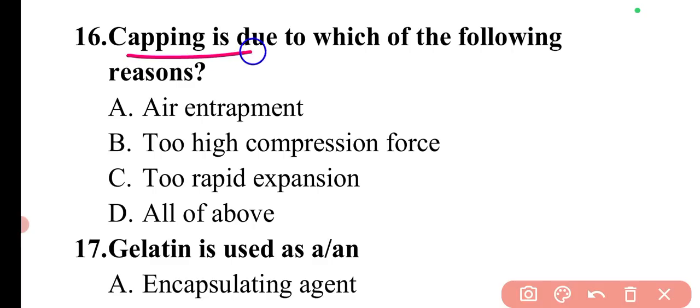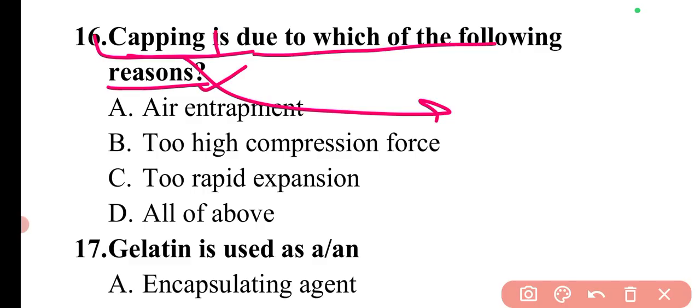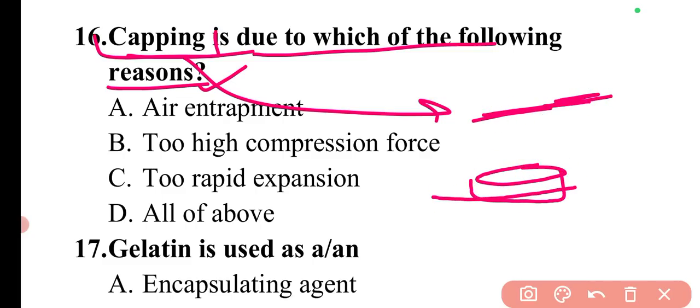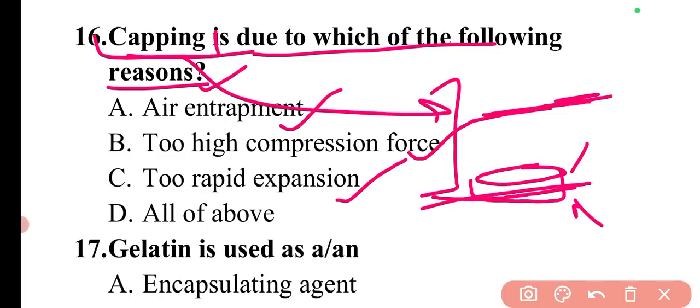Next question is, capping is due to which of the following reasons? What is capping? Capping is a defect of tablets in which the tablet breaks into two parts horizontally. Like here it is a tablet, and this tablet is breaking horizontally from here into two parts. This is capping, and this defect is due to air entrapment, high compression force, or too rapid expansion. These are the different reasons due to which the capping defect arises. So here option D, all of the above, is correct.